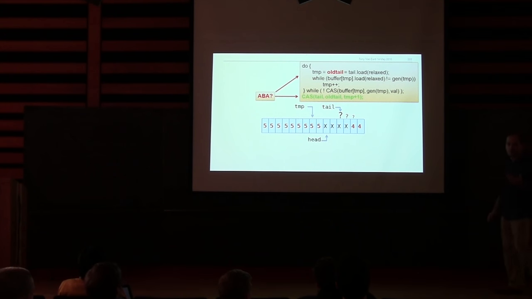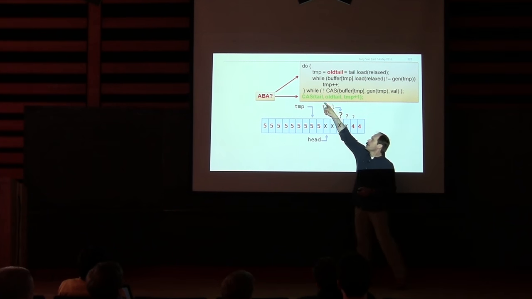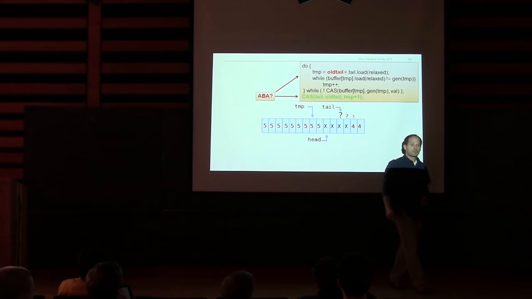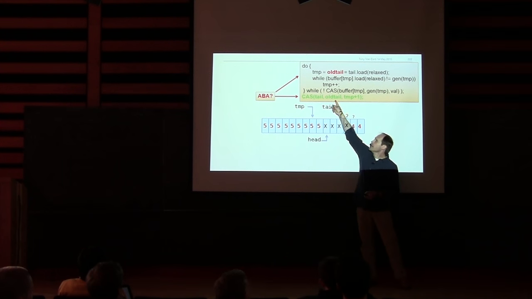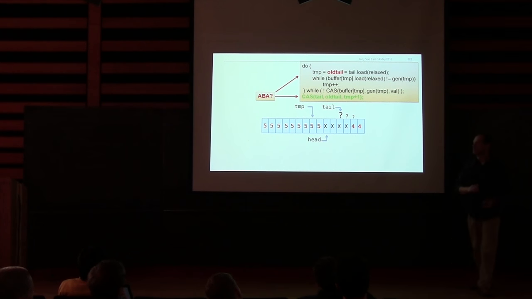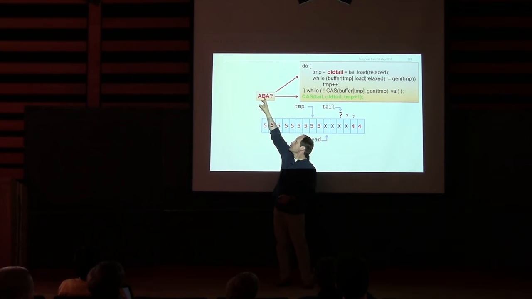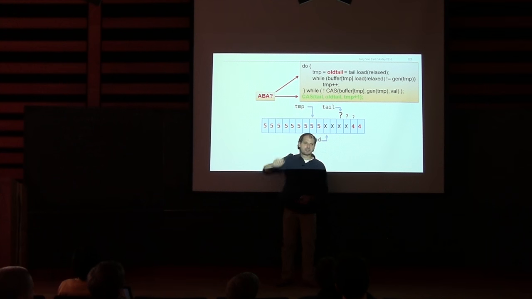And then, I don't know how many people understand the ABA problem, but what we're trying to say here is, tail hasn't changed, right? That's what this CAS is trying to say. Tail used to be that. It's still that. It must not have changed. In general, lock-free programming, that's not quite true. What might have happened is tail had a value change to a different value, then change back to your original value.